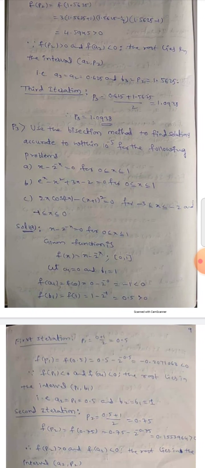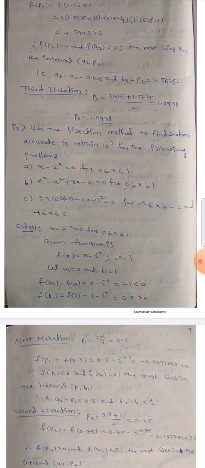దీని p3 అంటే ప్రాక్టికల్ ప్రాబ్లం 3. Use the bisection method to find solutions accurate to within 10 power minus 5 for the following problems. A) 2x minus 2 power minus x is equal to 0 for 0 less than or equals to x less than or equals to 1. For 0 less than or equals to x less than or equals to 1 అన్న క్లోజ్ ఇంటర్వల్ 0, 1. B) e power x minus x square plus 3x minus 2 is equal to 0.